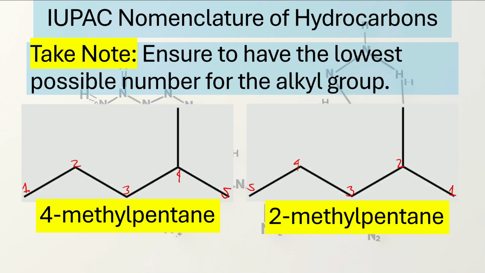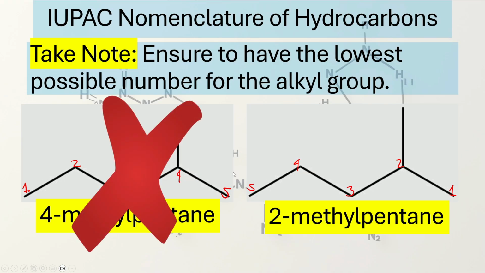So this specific standard tells us to ensure to have the lowest possible number for the alkyl group. So the difference between these two pictures is that the one on the left, we started counting our parent chain from left to right. So that gives us the alkyl group connected to the fourth carbon. Meanwhile, the one on the right, we started counting our parent chain from the right going to the left. So that gives us the methyl group attached to the second carbon. So in this example, the one on the left is incorrect as it gives us a number of 4. Meanwhile, the one on the right gives us a number of 2, so 2-methylpentane.